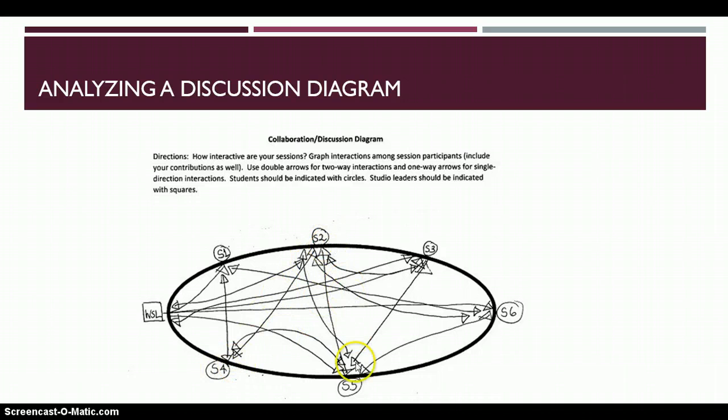Look at student 2 and student 5. Notice that these students have 6 arrows each, much more than the other students in the studio session. These students are probably dominating discussion, and what you want to do is to make sure you make plenty of space for other students to participate.